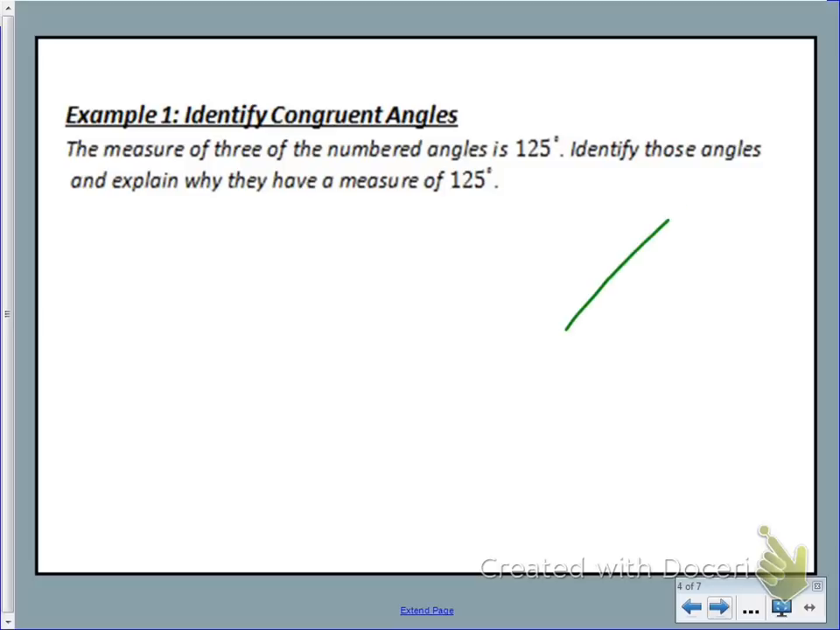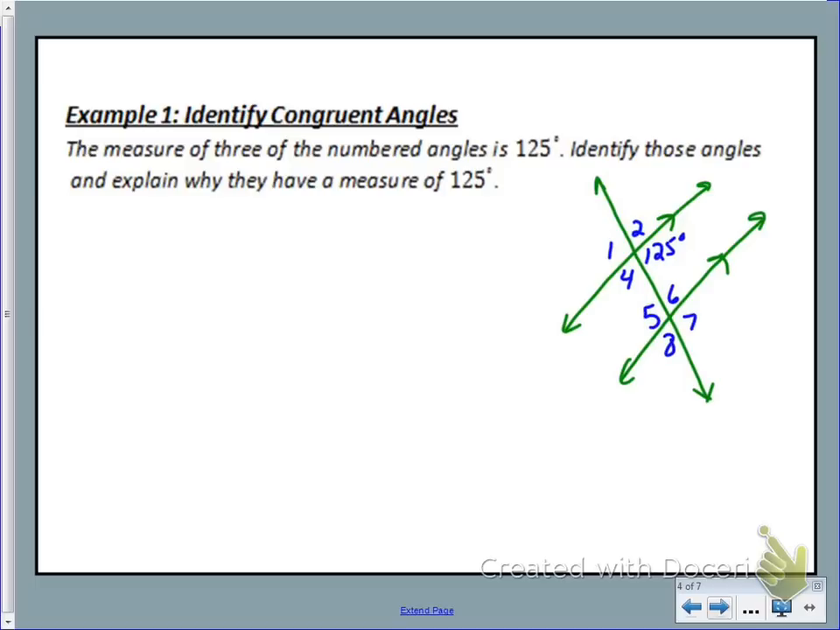Okay, so here's our picture. We have these two lines, and they're told to be parallel. And then we have a transversal. Our numbered angles are 1, 2, 4. We have a 125 degree angle here.